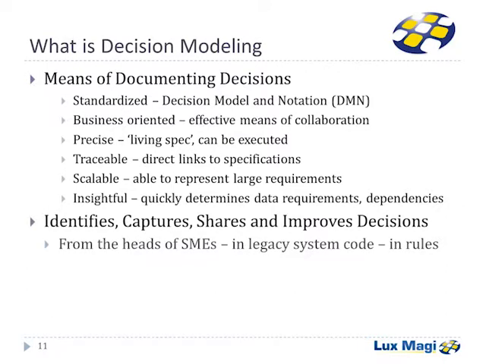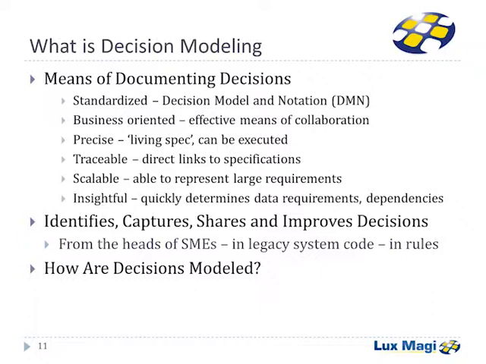In short, decision modeling identifies, captures, and communicates decisions mined from the heads of SMEs, legacy systems, and rules, and allows them to be collaboratively improved. But how does it actually work? How does one go about sketching a decision model? How do we build them?